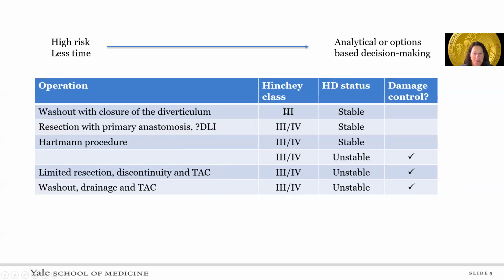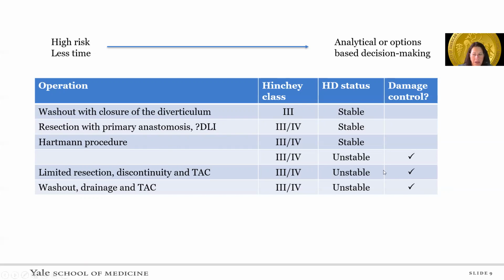So in patients who present with Hinchey 3 or 4 diverticulitis in whom the patient is stable, and again, depending on surgeon preference and surgeon decision-making, washout with closure of the diverticulum is feasible. Primary anastomosis with or without diverting loop ileostomy is probably preferable based on some data that I'm going to show you shortly. And a Hartmann's procedure is also feasible, but again, 30% do not get their stomas removed or taken down.